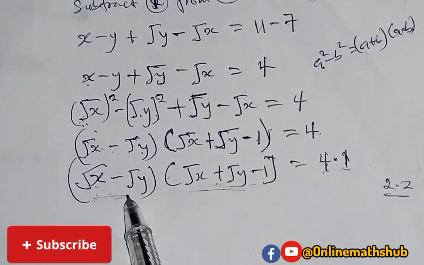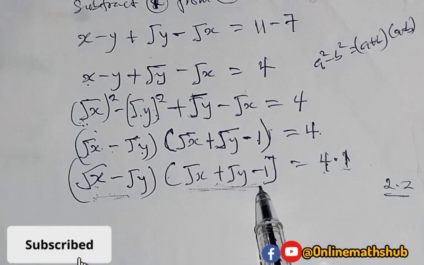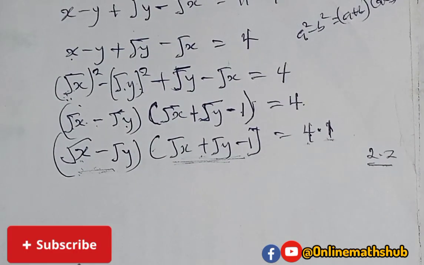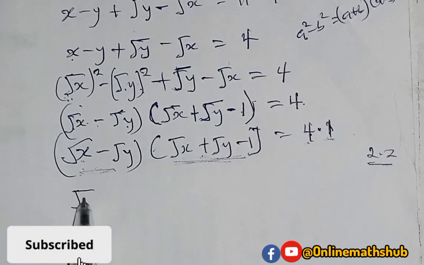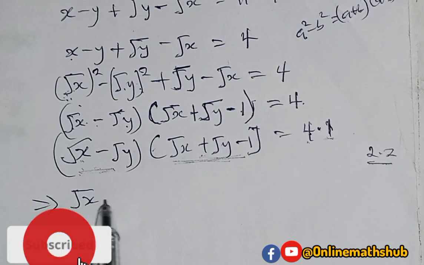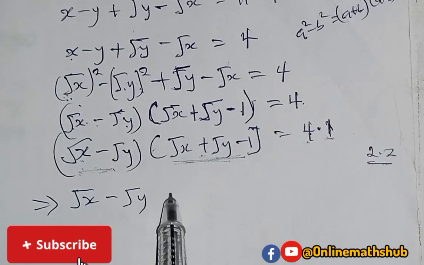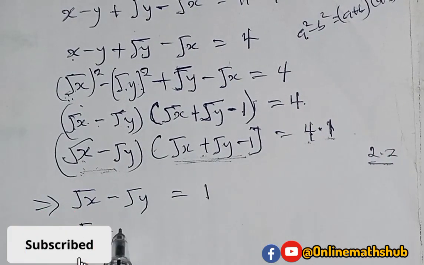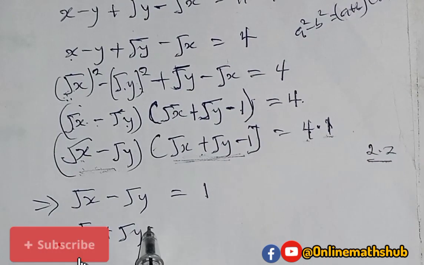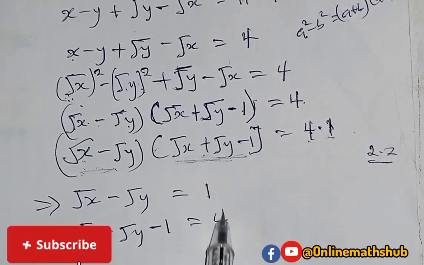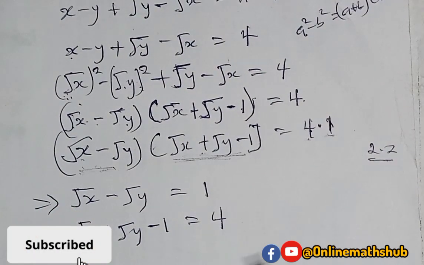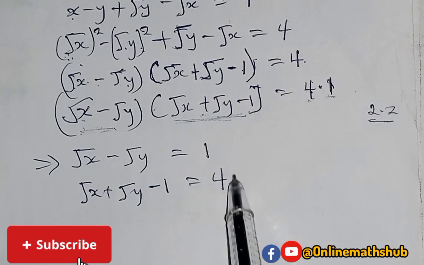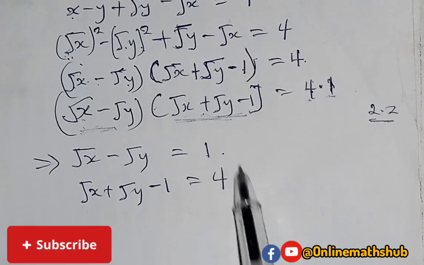And so if this one is equal to this, then this term right there will be equal to 4. So I can write that this implies root x minus root y is equal to 1, and root x plus root y minus 1 is equal to 4, since the product gives me 4 times 1. Now moving on, I have another pair of simultaneous equations to solve.